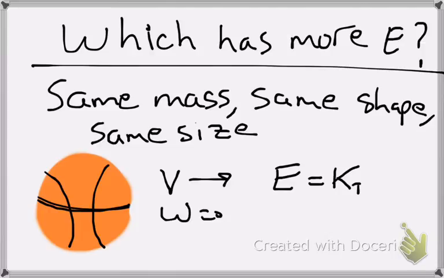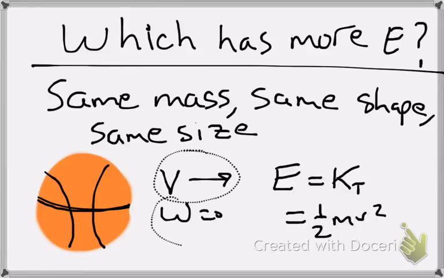So the first one is the one that is not spinning at all. It's just moving, it's just changing its position over time. So it has some speed, but it's not rotating. So it has a velocity, but it has no angular velocity. Well, its energy would just be a no-brainer. That'd be 1/2 mv squared.